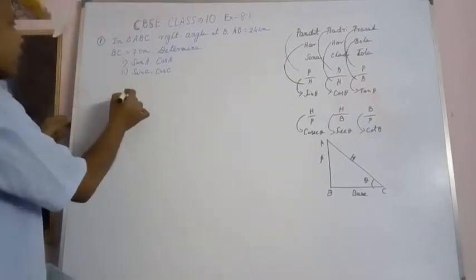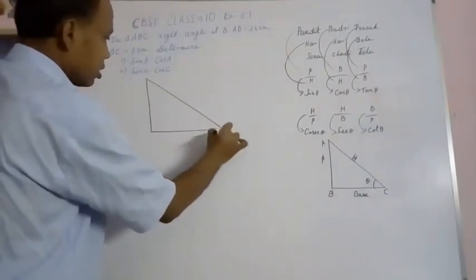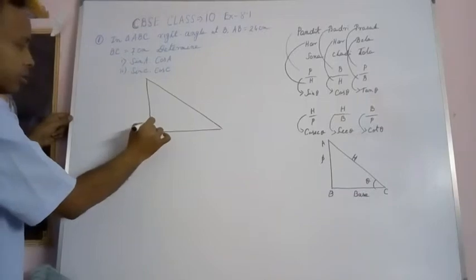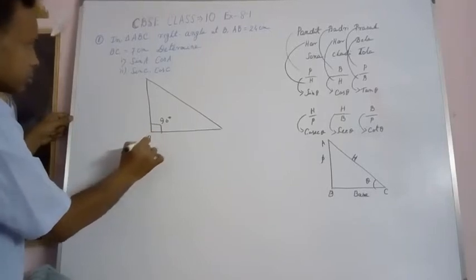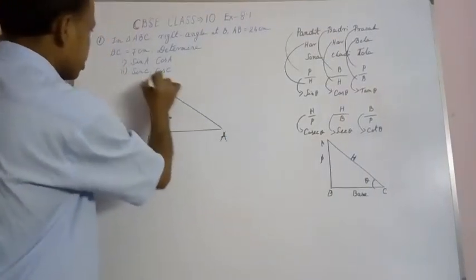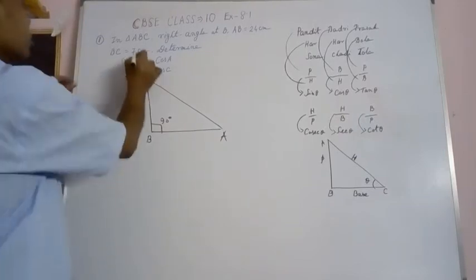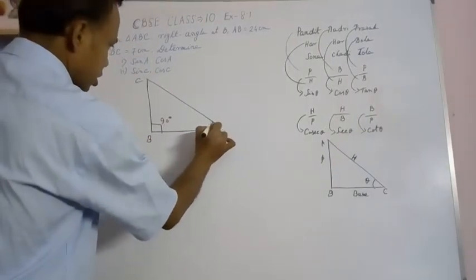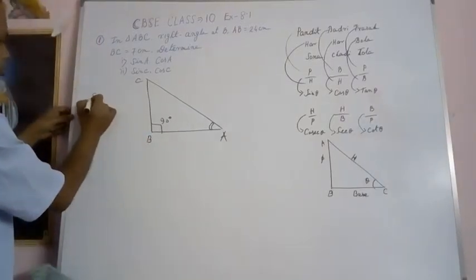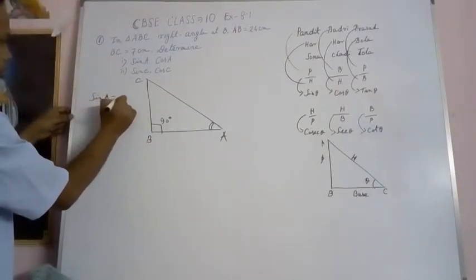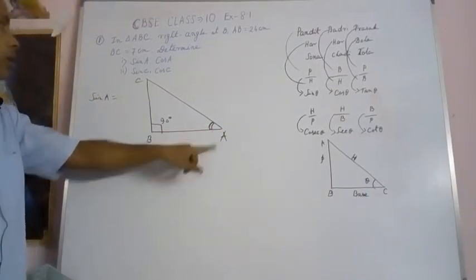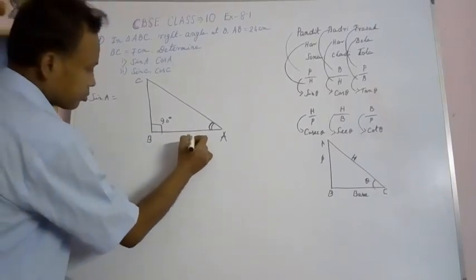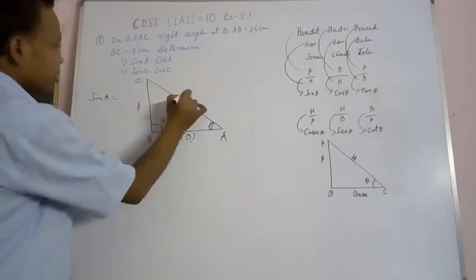Here, you have to first draw a right angle triangle. This is your right angle triangle. The right angle at B, this is 90 degree, means right angle. This is your B point, and suppose this is your A, this is your C. So if you take this angle, that is A angle, then this is your base, this is your perpendicular, this is your hypotenuse.